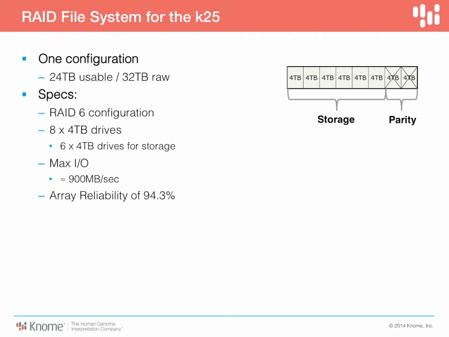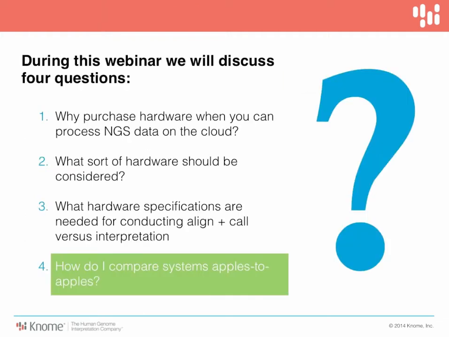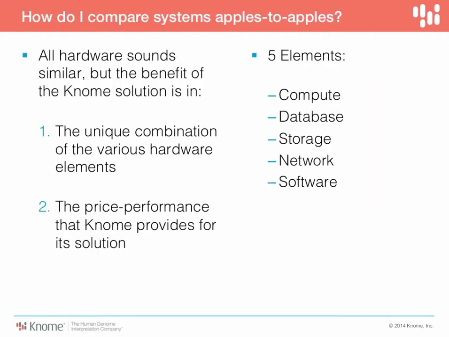So with that, I will proceed to the last question, which is, how do I compare systems that are apples to apples? And this gets back to the question of there are many choices. For a lot of people, all hardware sounds similar. And again, I keep emphasizing the 5 elements. All hardware is kind of similar. I mean, yes, there are different vendors, and the Gnosis is built with some hardware, but the components we use are available from multiple vendors.